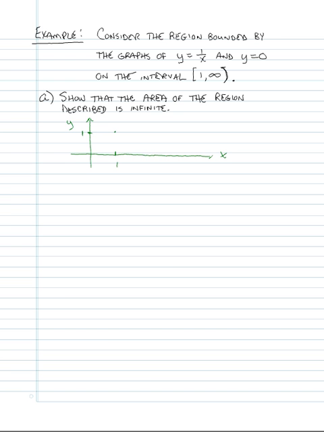Well, y equals 1 over x, when x is 1, y is 1. And of course, as x gets bigger, y gets smaller. So for instance, if x is 2, y is 1/2, and if x is 3, y is 1/3, and so on. So this graph is going to look something like this. Okay? Something like this. I probably should be a little more precise. And so we're interested in, from x equals 1, and bounded by y equals 0, which is the x-axis. So this is the region we're talking about.